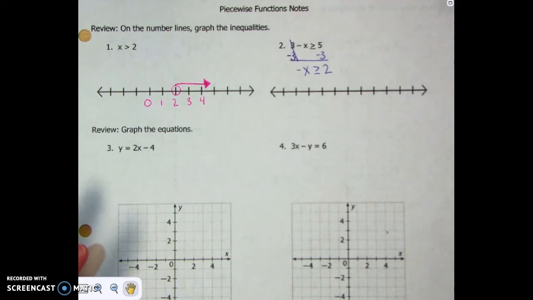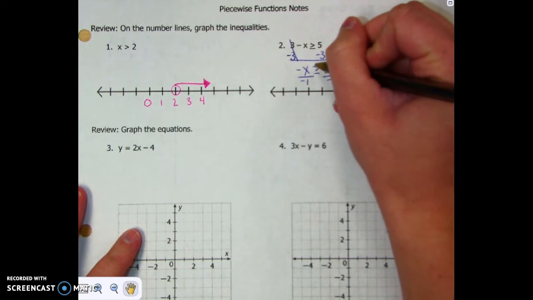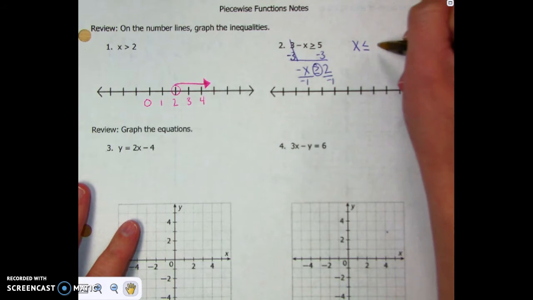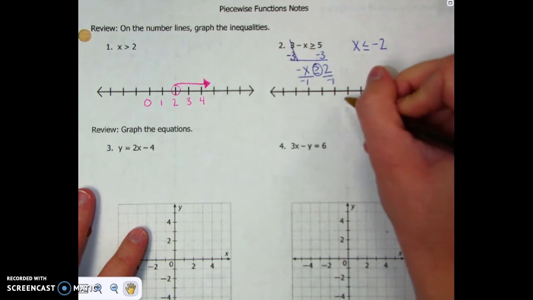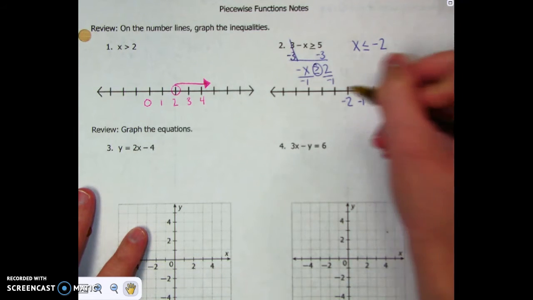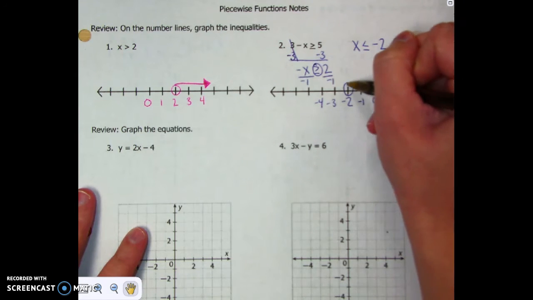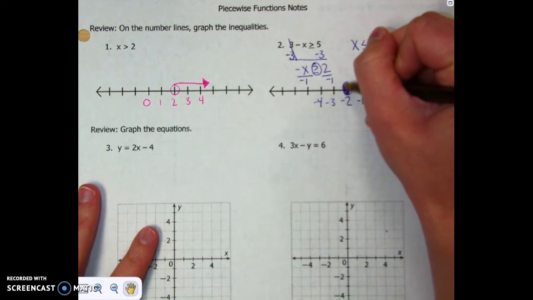Am I done? No. So divide both sides by negative 1, and remember to flip the sign. So I get x is less than or equal to negative 2. So I'm going to put negative 2 here. I'm going to write a few numbers, negative 1, 0, negative 3, negative 4. Put my circle at negative 2. Is it open or closed? And which way is the arrow going?